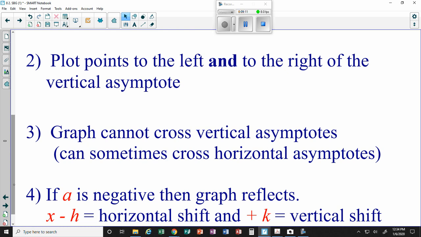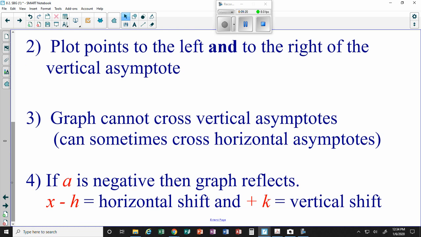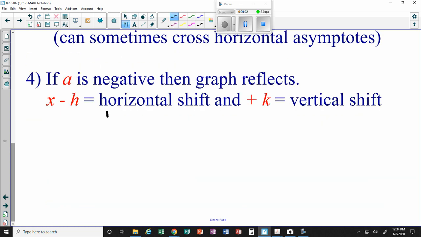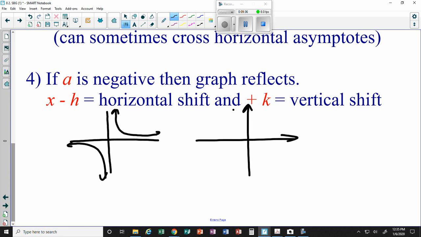Okay, and then if a is negative, remember the parent function from the first page? So it looks like what? The parent function looks like this, right? So if a was negative, what would it look like? If I were to reflect that, what would it look like? It would be in the quadrant across from it, right?